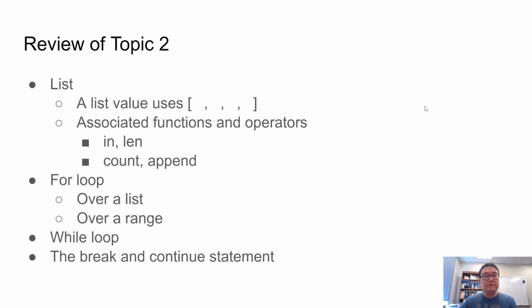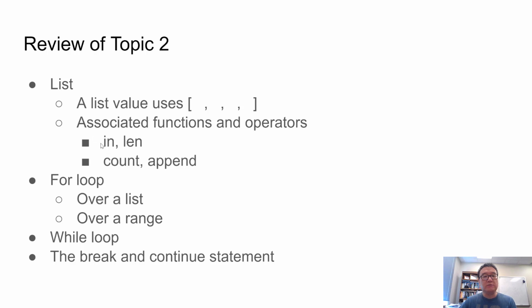First, I want to spend a few minutes reviewing the things we covered in topic 2, which focus on list and loop. So, a list value in Python is represented using square brackets surrounding a list of things that are separated by commas. And given a list, there are a number of functions and operators we can use.